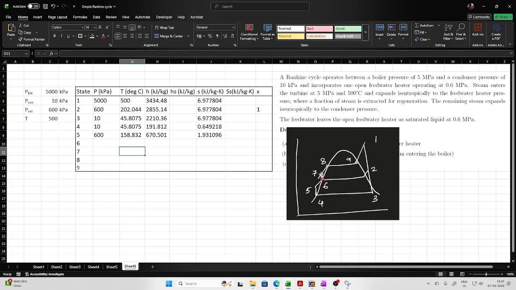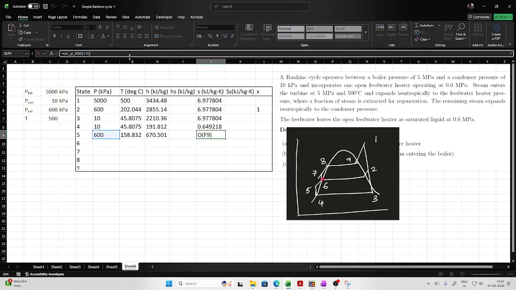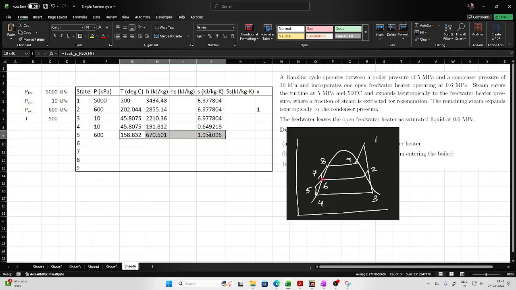Then comes 7. Now the point number 7 is at the boiler pressure. Okay, so what is this? 5. What have we done? Okay. Point 5 and point 4 should have the same entropy. We have done it wrong. Sorry, friends. So this is wrong.